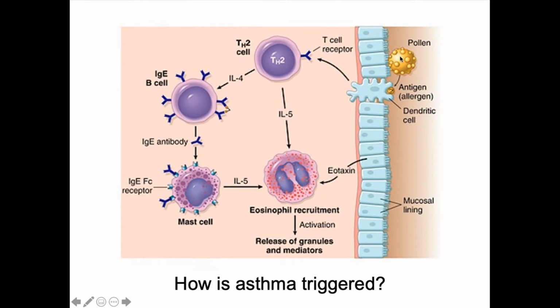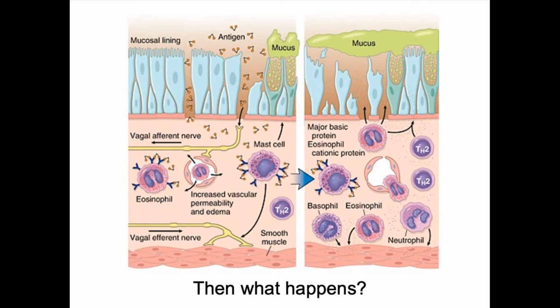You have some kind of antigen like pollen, and that's attaching to a dendritic cell. That dendritic cell is then helping to stimulate the T helper 2 cells. They're releasing interleukins. Interleukin 4 is going to cause IgE secretion, and that IgE is going to bind to mast cells. And we know the mast cell then degranulates, and we have histamine release. We also have interleukin 5, which is going to cause recruitment of eosinophils, and they also release their granules, and this helps to mediate the asthma attack.